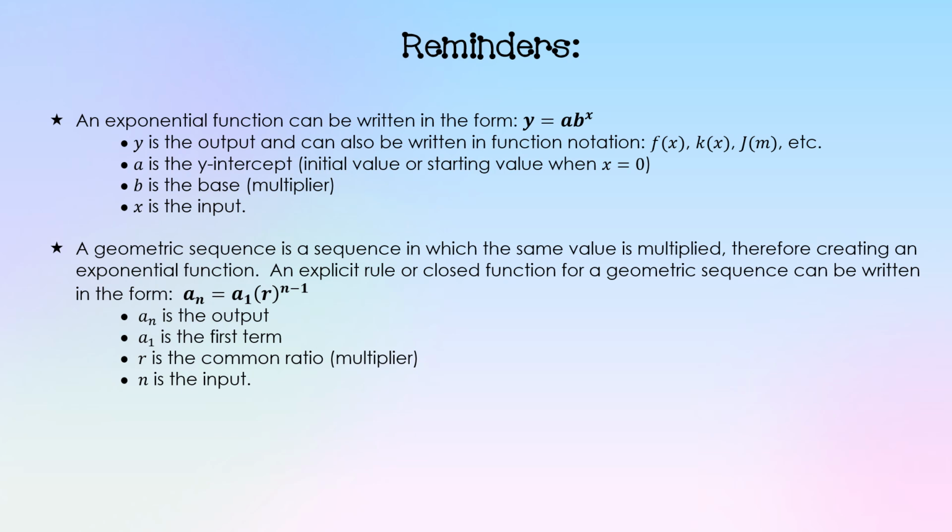When we discuss the geometric sequence, I'm specifically going to be looking at the explicit or closed rule. We wrote it in the form a sub n equals a sub 1 times r to the n minus 1. So a sub n is the output, a sub 1 is the first term, r is your common ratio or your multiplier, it's the same thing as the base, and n is the input, but it's to the n minus 1.